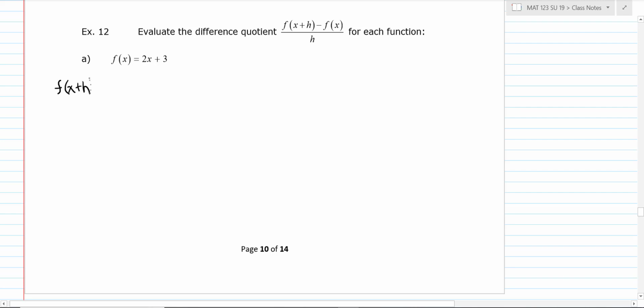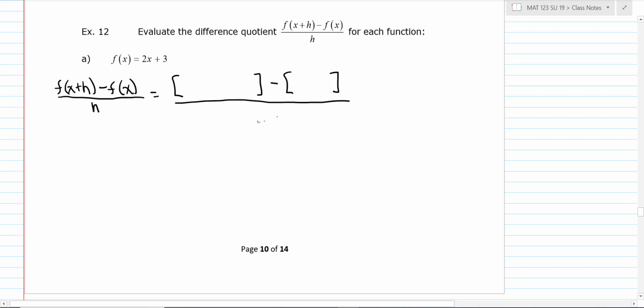And when you do these problems, you want to learn how to set it up and then perform the algebraic simplification. So this is what I always tell students to do. When you do a difference quotient, start off just by doing 2 brackets, the whole thing over h. All right. And then this is what you do.